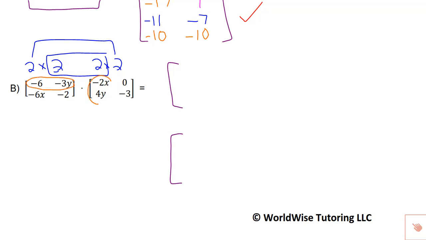First row, first column. Even though there's variables, the process is the same. Negative 6 times negative 2x is 12x, plus negative 3y times 4y, negative 12y squared. Nothing I can do to simplify that, so I'm just going to rewrite it down here. I guess I can simplify it by getting rid of that plus sign.